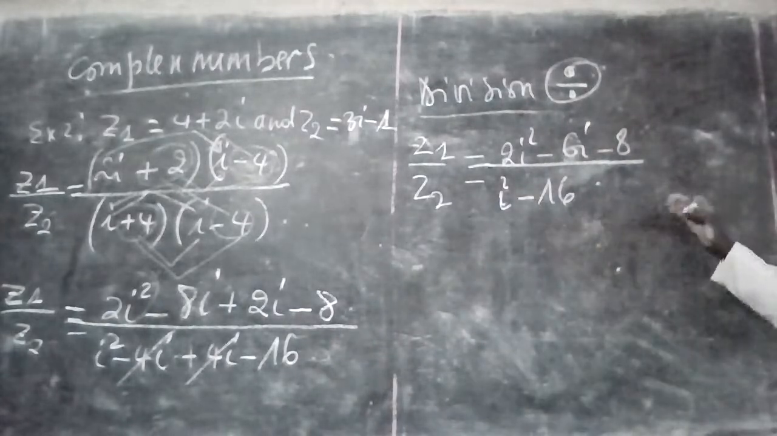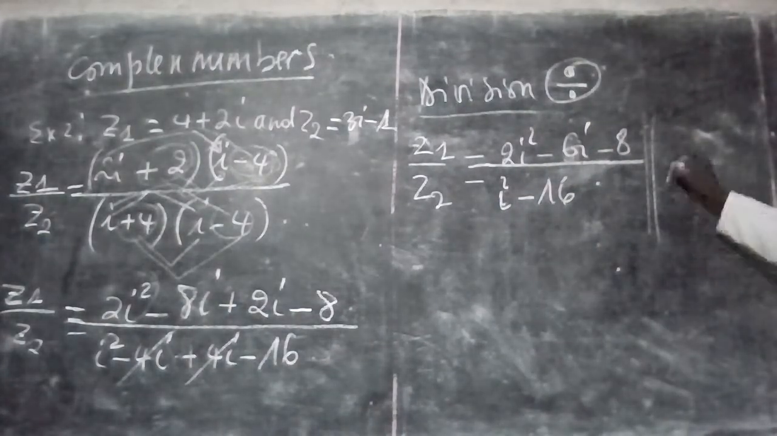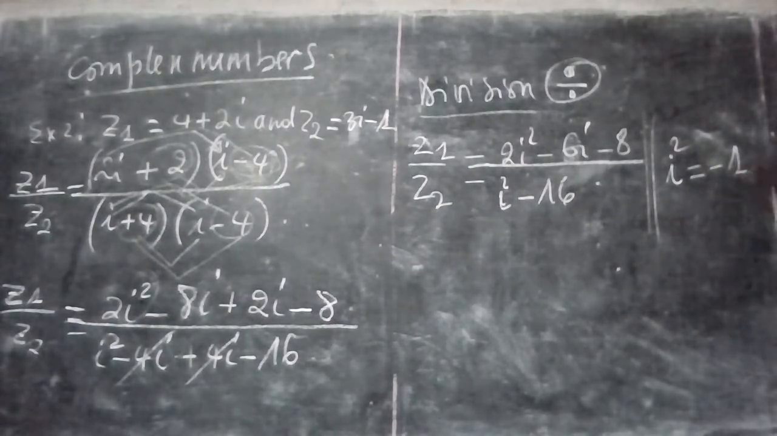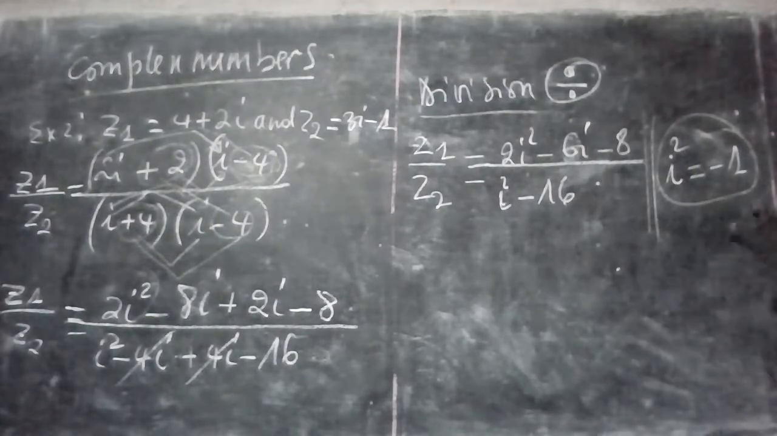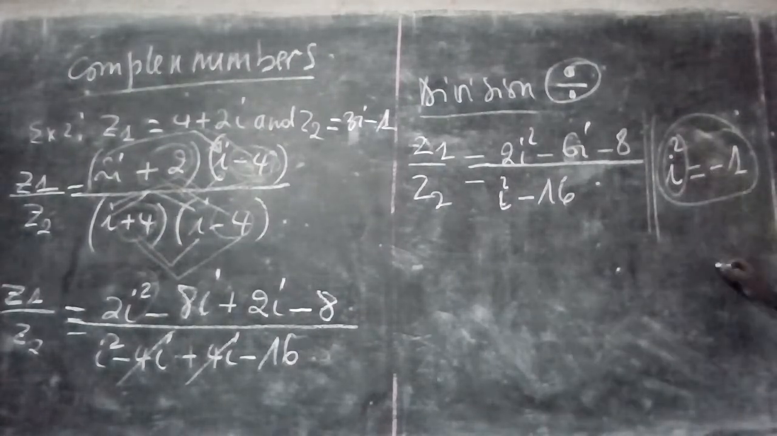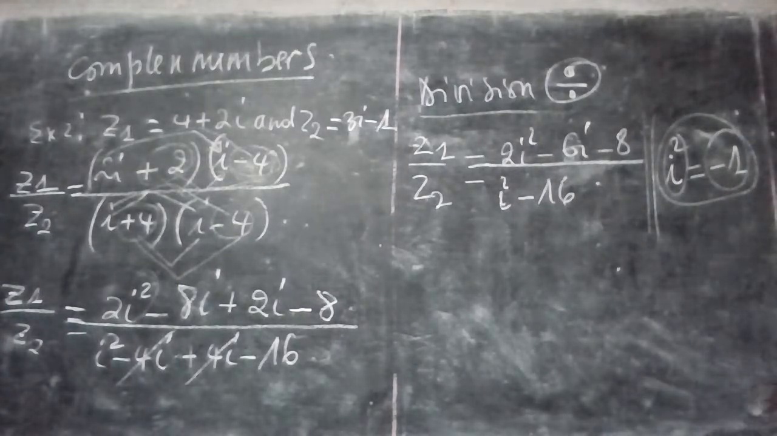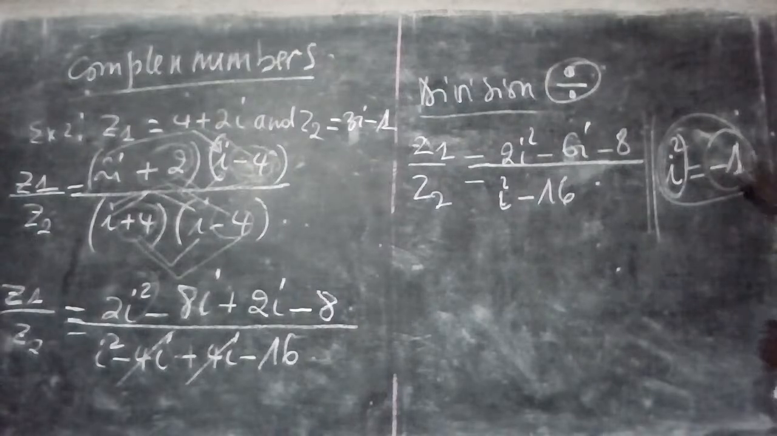What are you going to do here? You have to remember this one. In complex numbers, if we have I square, this will be equal to minus 1. This is a short formula that we use in complex number. Where there is I square, we have to put this number, minus 1. In complex number, where we have I square, we have to write minus 1.